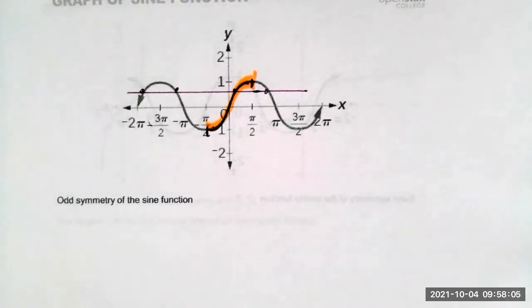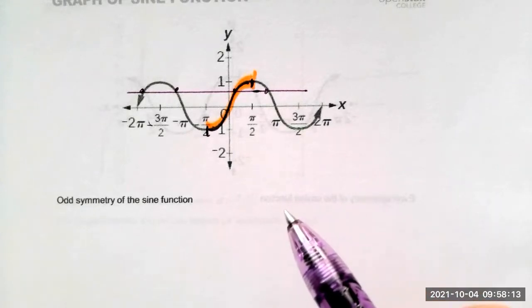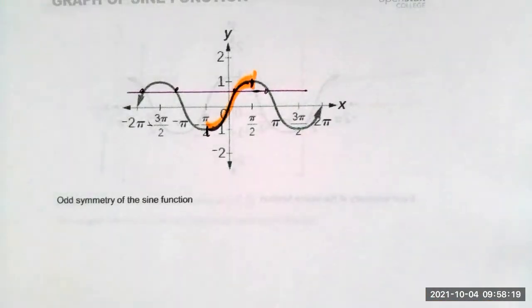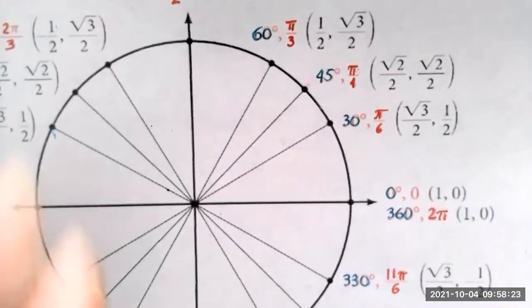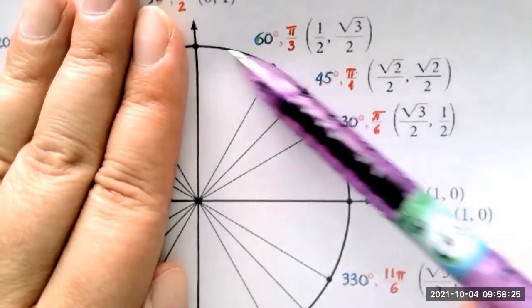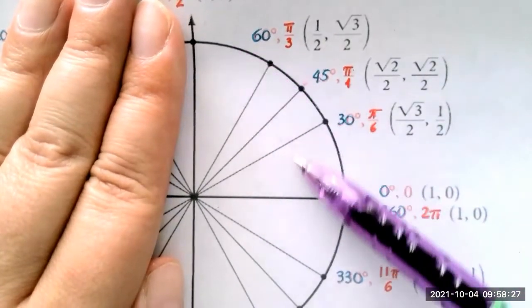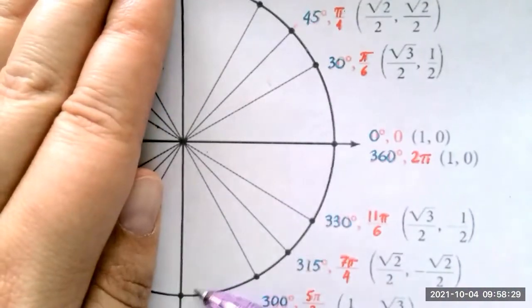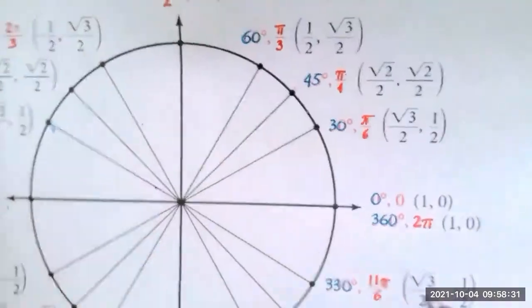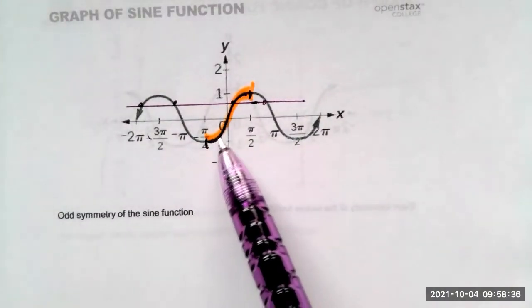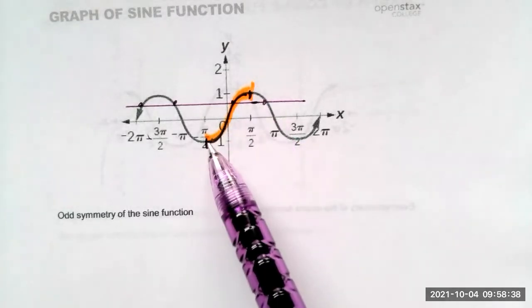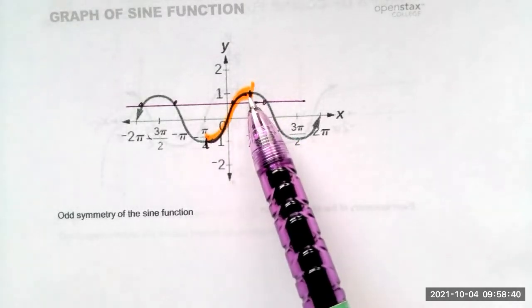Let's talk about the graph of the arcsine and its domain and range. As I mentioned in the video that you just watched, we're only going to look at this part of the circle, which is from negative pi to pi. So this is the piece that I highlighted here. This is from negative pi to pi.